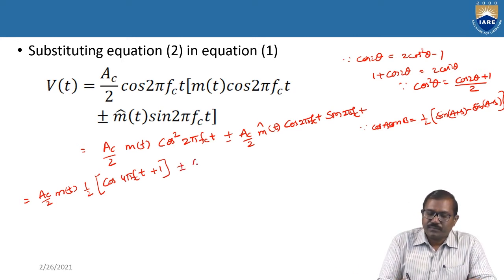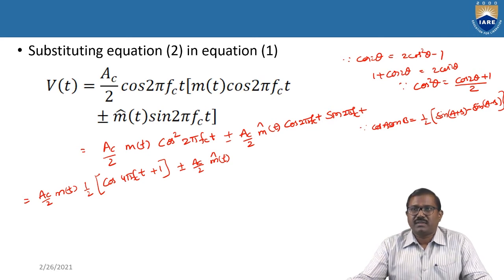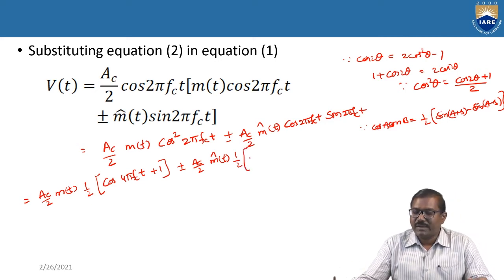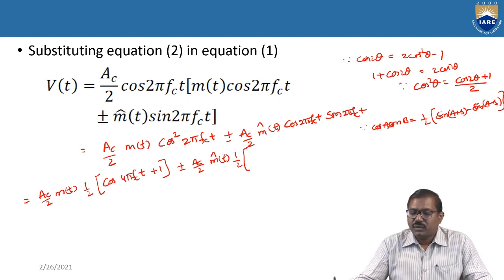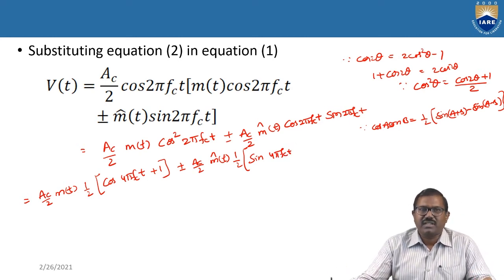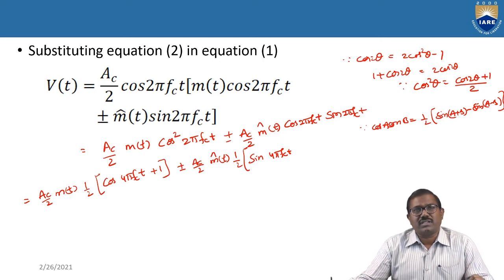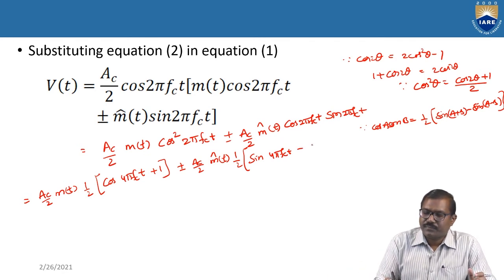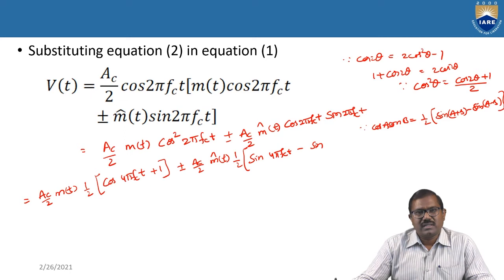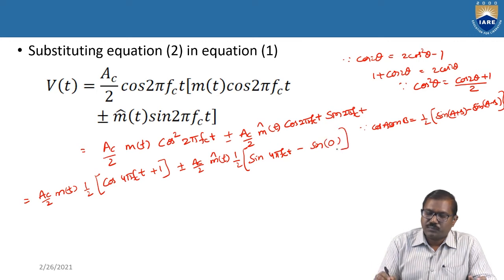This is minus Ac by 2 m cap of t. And here the cos A sin B term is there. So again, you can write 1 by 2 of sin of A plus B. So here you're getting sin 4 pi fct. Why? The A term is 2 pi fct, the B term is also 2 pi fct, so A plus B gives 4 pi fct. That is the sin term, minus sin of A minus B. So here the A term is 2 pi fct and the B term is also 2 pi fct, so this gives sin of 0.